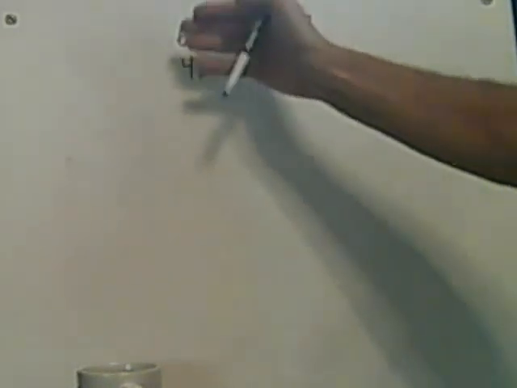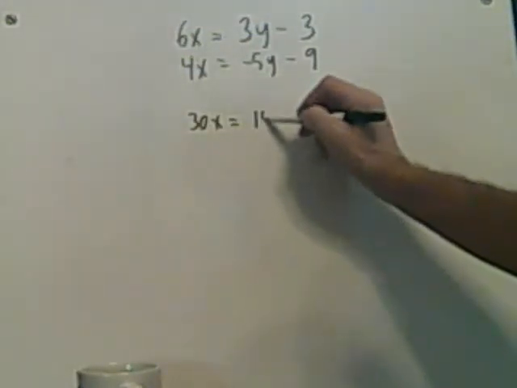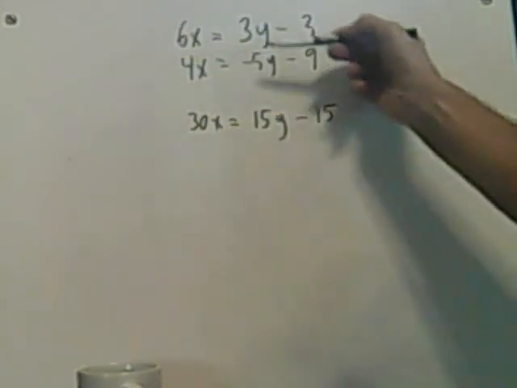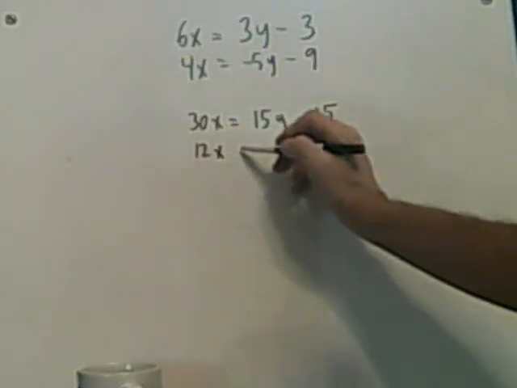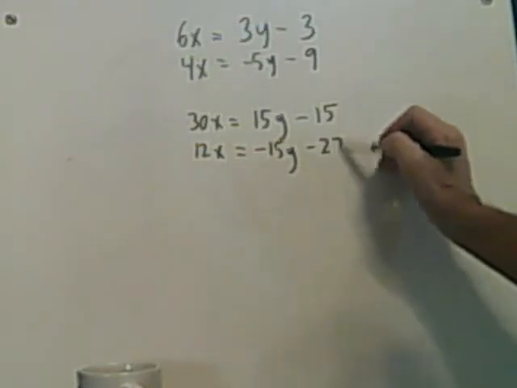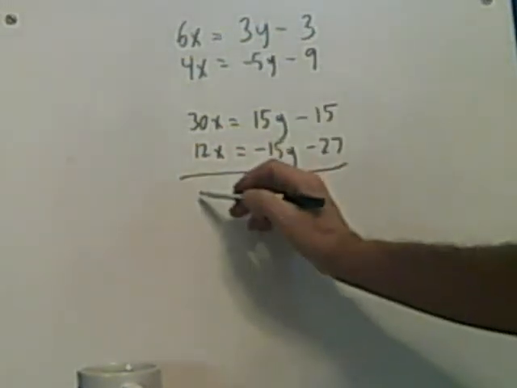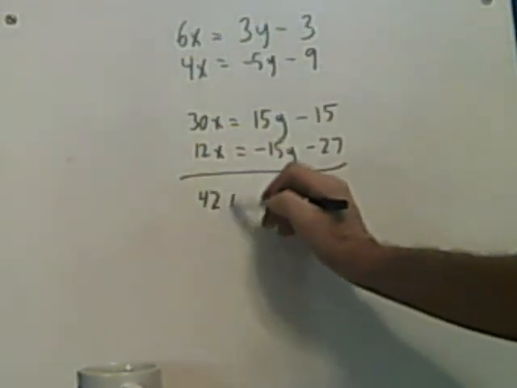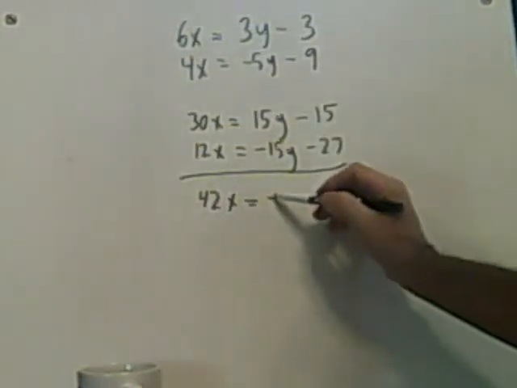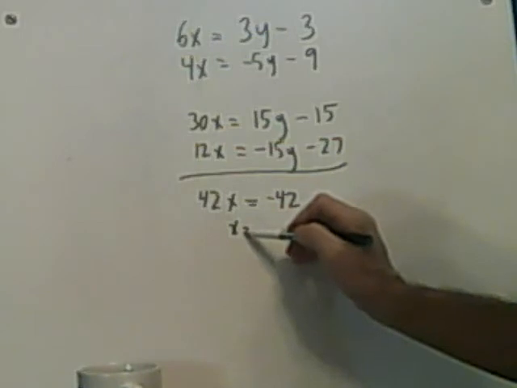So I multiply the first equation by 5. That gives me 30x is equal to 15y minus 15. Multiply the second equation by 3. That's going to be 12x is equal to negative 15y minus 27. Now I'm going to add the two equations to cancel this term, and that's going to give me 42x is equal to negative 42. How convenient. Okay, and that means that x is equal to negative 1.